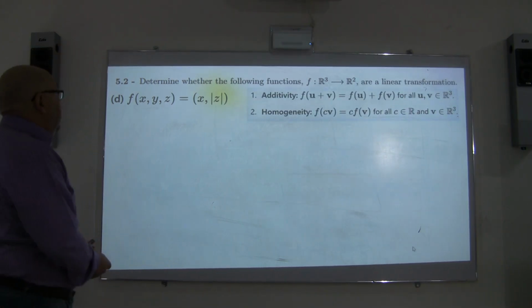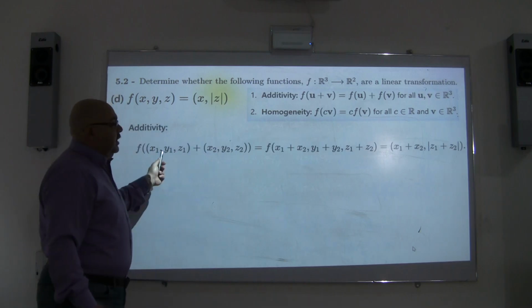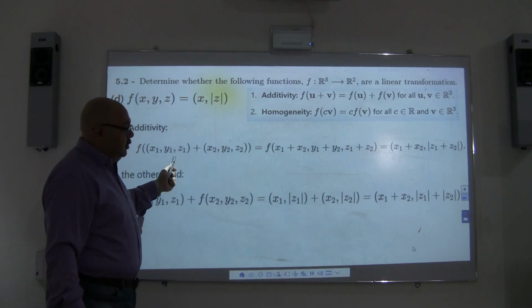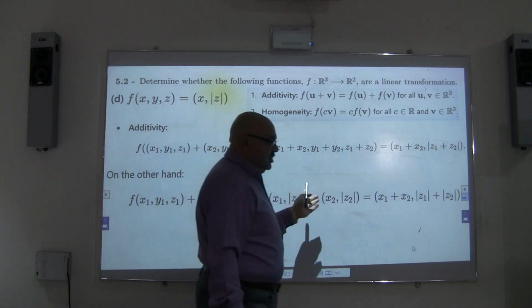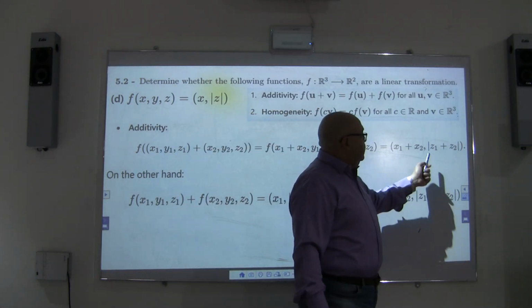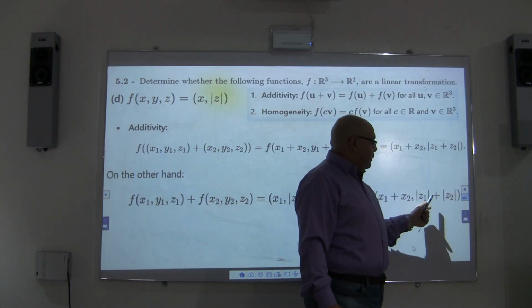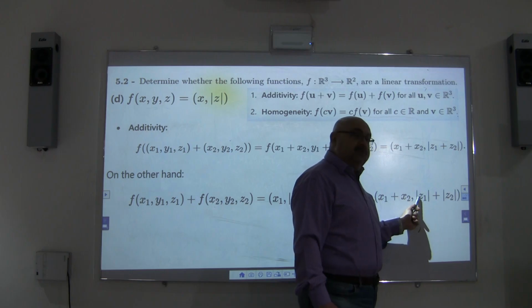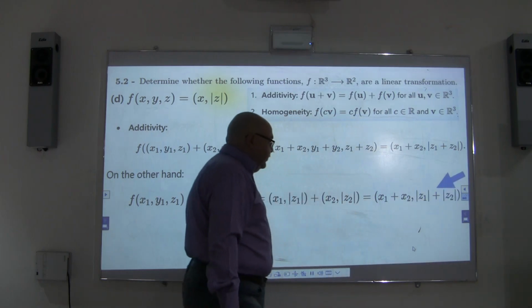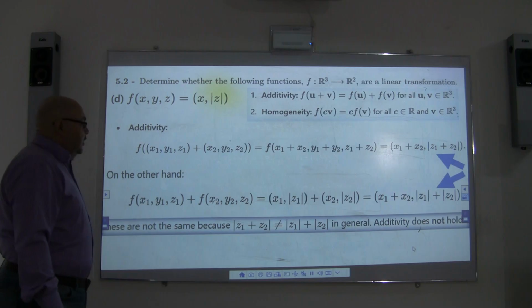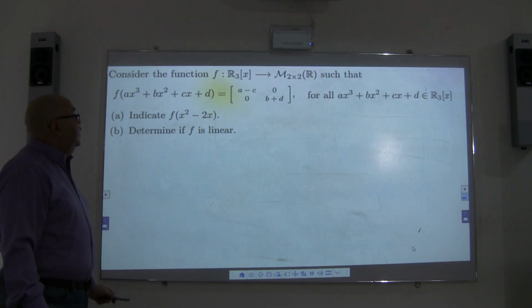اوكي؟ طبعا الاديتيف probability اهو، that's for the first as I told you, and that's for the second. It's going to be a failure, it's not going to hold, simply because z1 plus z2 absolute doesn't equal the absolute of z1 plus the absolute of z2. So this is why it's not a linear transform.